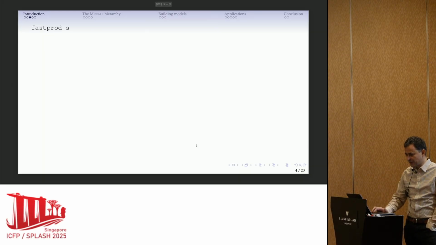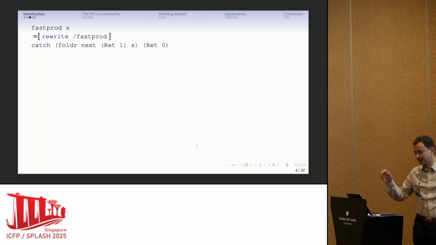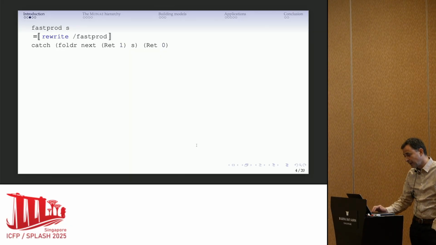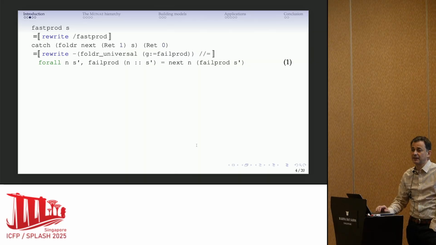I start from fast product, and I'm going to rewrite, and all the rewrite steps are written in Coq directly. So first, expand the definition. Then we are going to use the universality of foldr. Basically, I'm saying that I'm going to replace this part by the failed product that I had just defined before. Of course, if I do that, I have to prove that they correspond. Here I will suppress the easy goals, so the base case is trivial, but this one I will have to prove on the next slide.